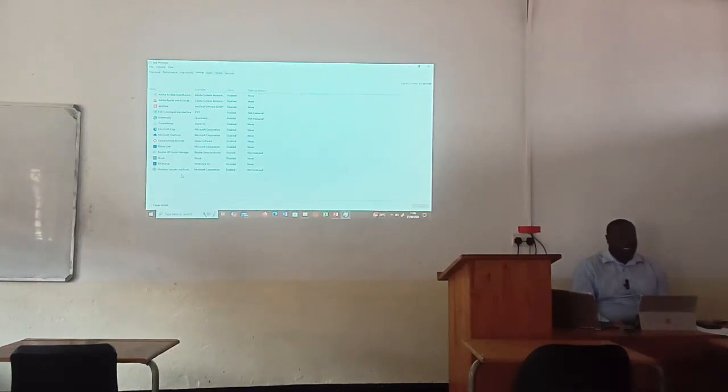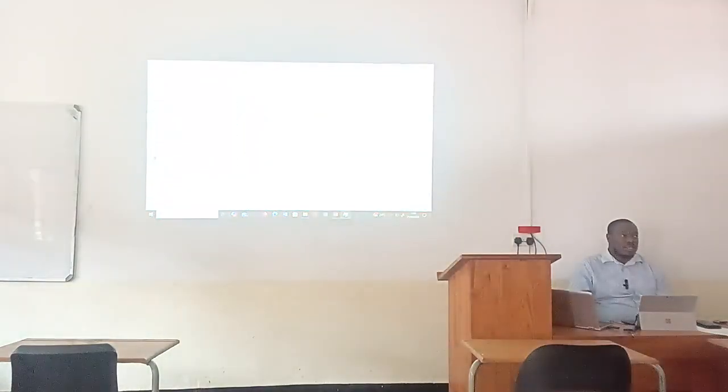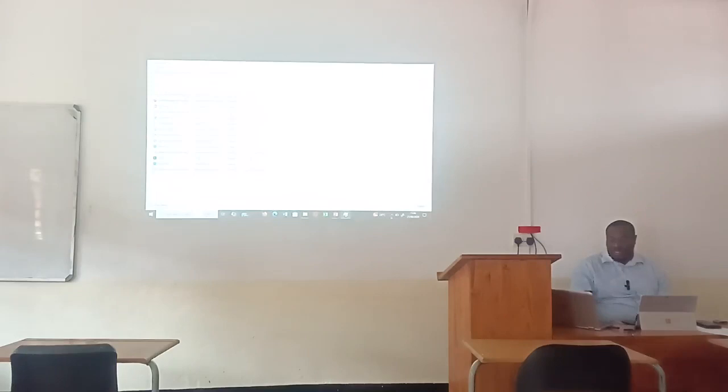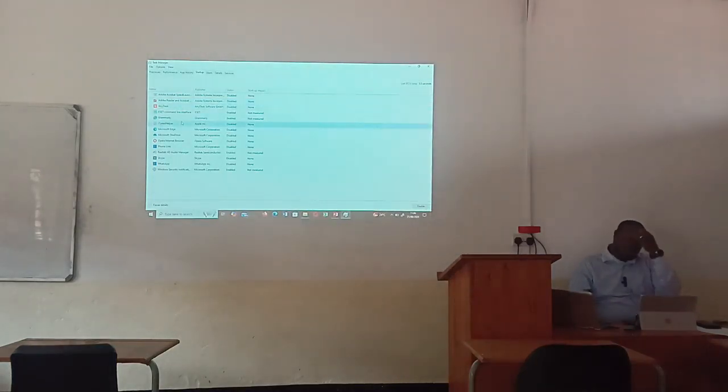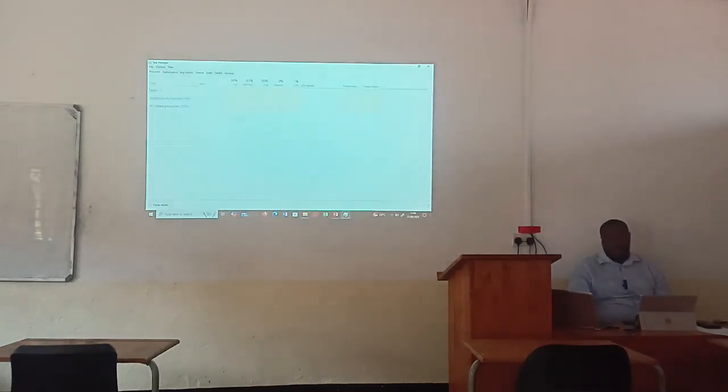There are certain things that you don't need when the computer is booting. For example, I don't need that program when it's booting. I only need it when I want to access a PDF file, right? So it's not necessary for it to be enabled. Whatever you highlight, it asks whether it is enabled or disabled, so you can enable or disable. All the useless applications that you don't need, you can disable them.